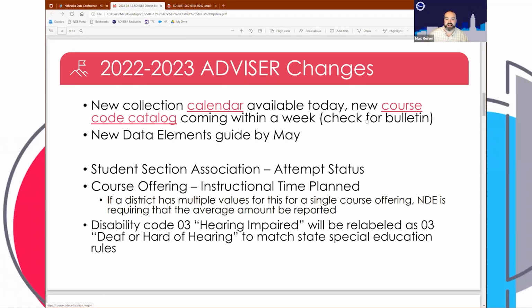The instructional time planned in the course offering, that is the field we are going to use for calculating instructional units for those courses where that's required, versus right now where it's just estimated based off of your term code. And we talked about the label for disability code 03 is now going to be deaf or hard of hearing, just to keep us up to date with what special ed is doing.